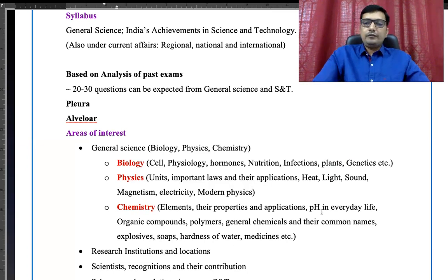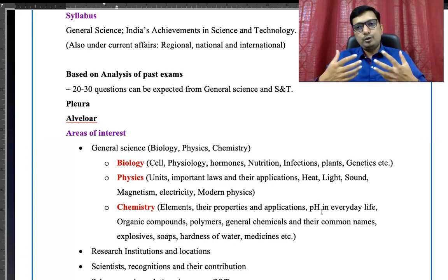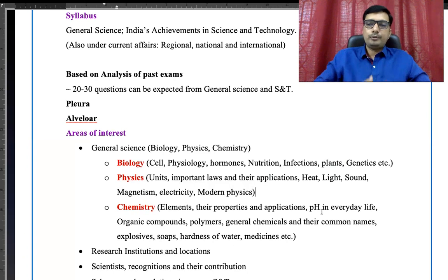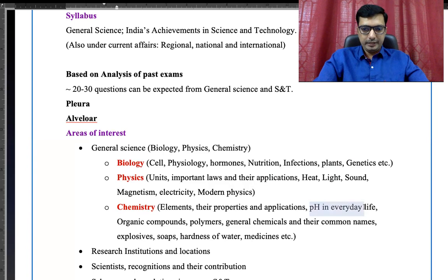And then pH in everyday life. So acid and base concepts are part of our body. We see them in everyday life. One question I can remember from the Group One exam is antacid. Antacid is made up of what? It is to control or neutralize the acid that our gut produces. So we need a base for this. Magnesium hydroxide or milk of magnesia is used for it. So those types of things are important from pH in everyday life.